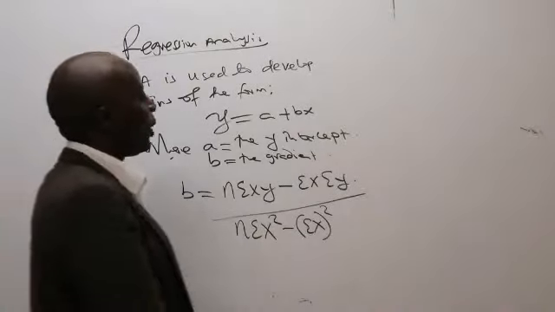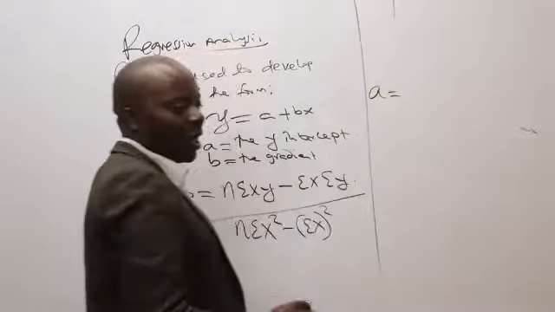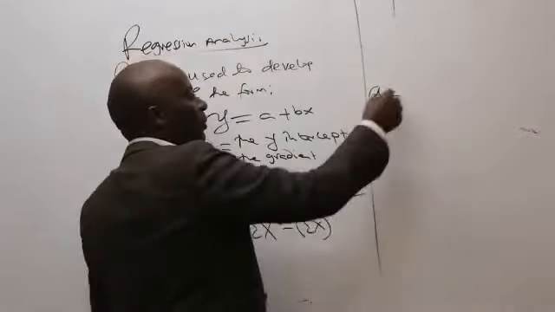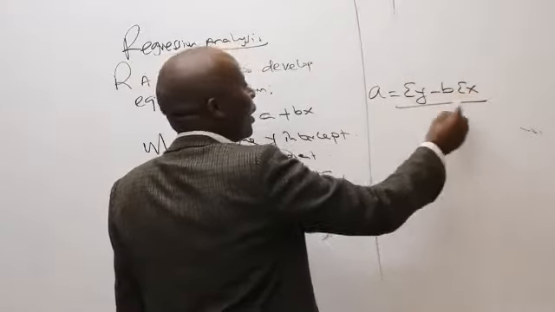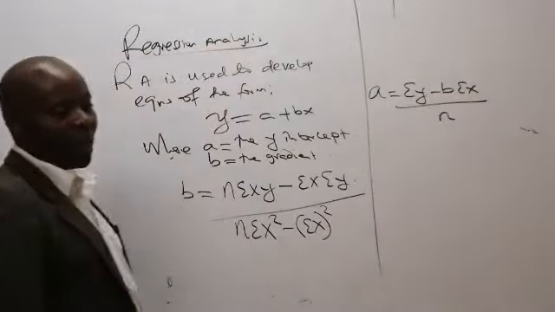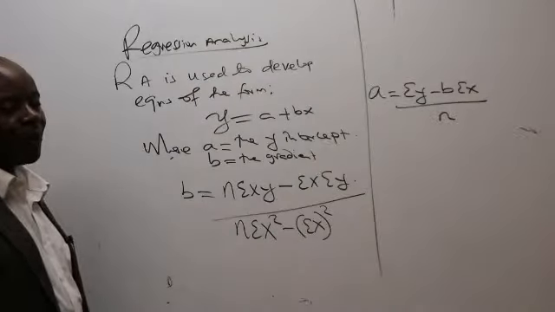And then, of course, straight away, the formula for getting a. How do we get a? a will be summations of y minus b summations of x, everything to be divided by n. Right?